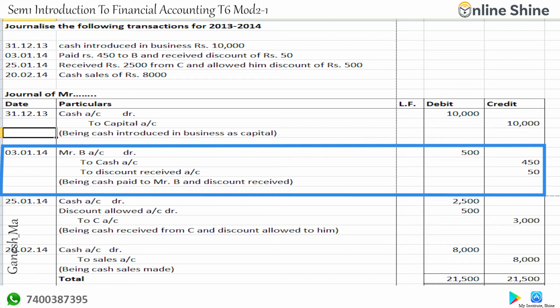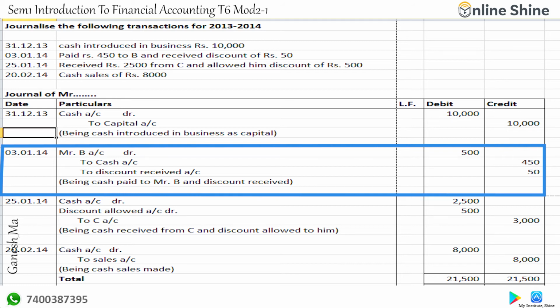To cash account rupees 450, and I received a discount. Now discount received is my income, that you can call a nominal account. Credit all incomes and gains. To discount received rupees 50. So Mr. B will be debited by 500, cash will be credited by 450, discount received will be credited by 50. So 500 and 500 tallied. So being narration again you will put: being cash paid to Mr. B and received a discount. Understood?